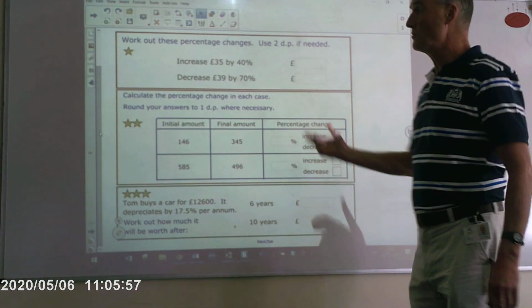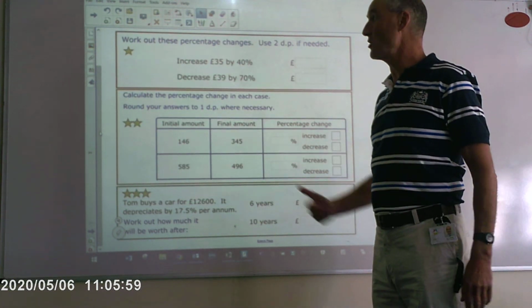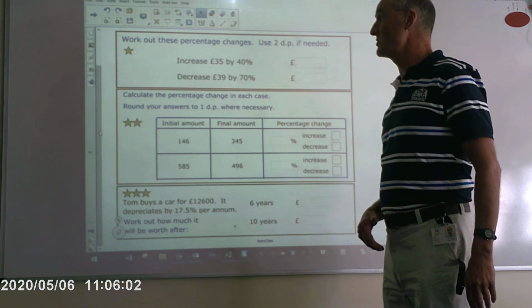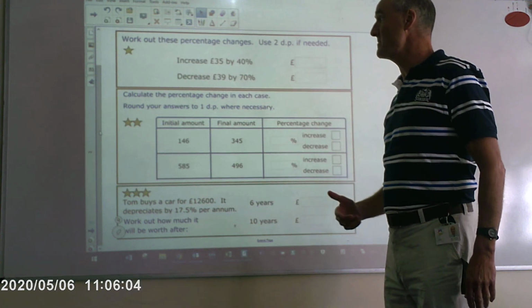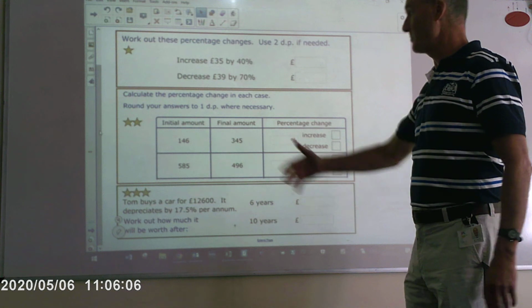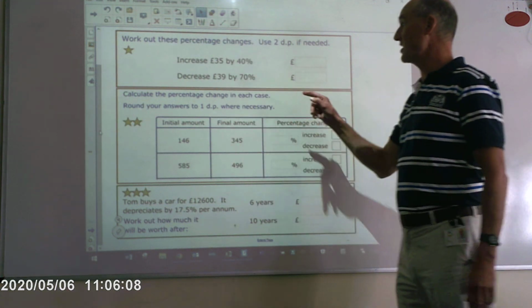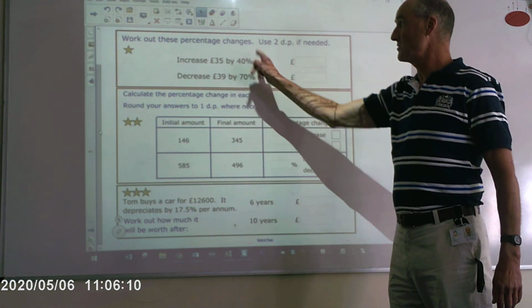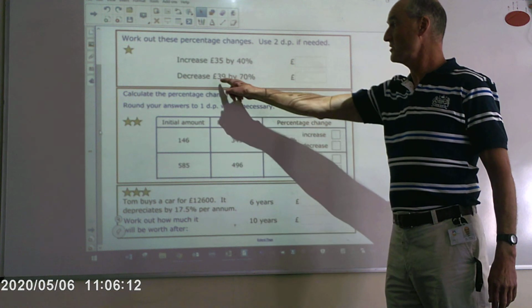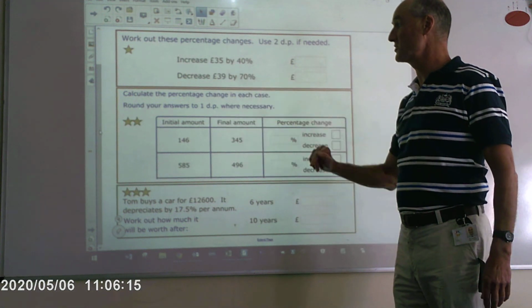Morning Year 10, we're going to be looking at scatter graphs, scatter diagrams today. Start your activity to set you on your way. It's about percentages, a little bit of revision. Work out the percentage changes. £35 up by 40%, £39 down by 70%.